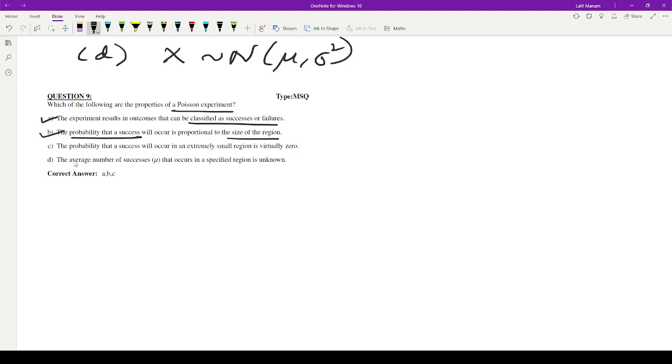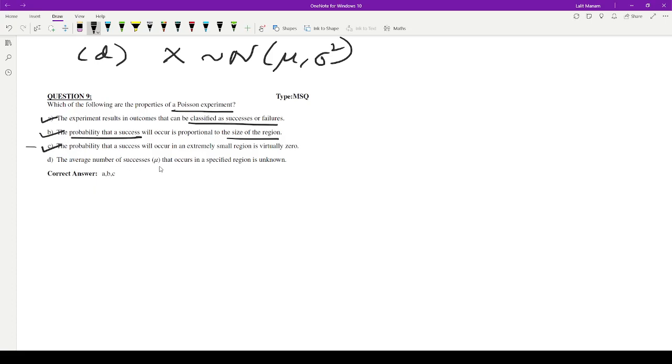Okay. The next one is that the probability that a success will occur in an extremely small region is virtually zero, which is also true. Why? Because if I reduce the time period during which we are measuring the phone rings, from 1 day to 1 minute, we cannot expect 5 phone calls in just a minute. The occurrence of such phone calls will reduce drastically if we consider just 1 minute. So this is also by definition of a Poisson experiment.